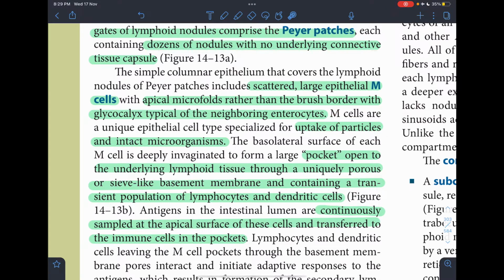And these M cells are a unique epithelial cell type specialized for the uptake of particles and intact microorganisms. The basolateral surface of the M cells has a deep invagination, which forms a large pocket open to the underlying lymphoid tissue through a unique porous or sieve-like basement membrane. Sieve means strainer, and the pocket contains a transient population of lymphocytes and dendritic cells.